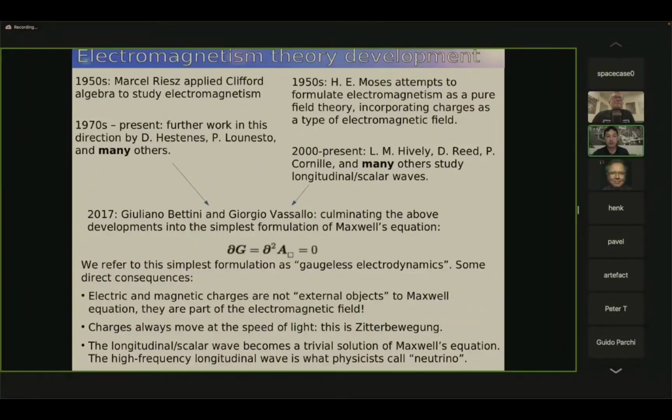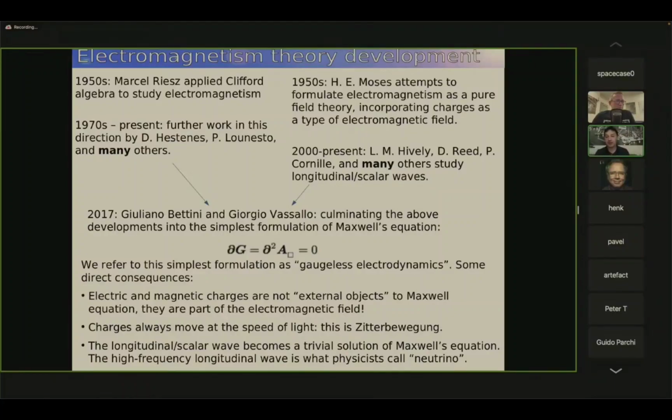There have been two important steps forward that happened in the 1950s. First, what you can see on the left side is Hungarian mathematician Marcel Riesz applied the Clifford algebra to study electromagnetism. And it takes some learning to get familiar with geometric algebra, but it's not that impossible.